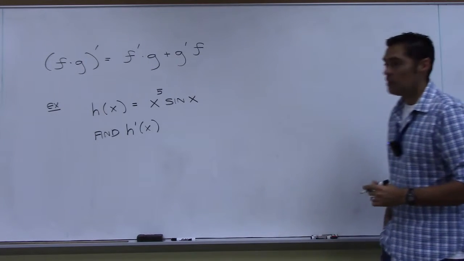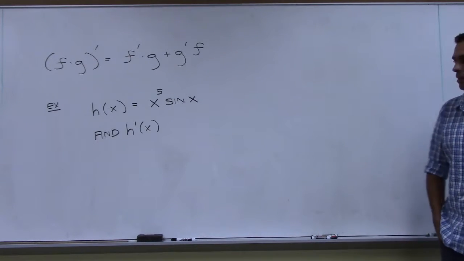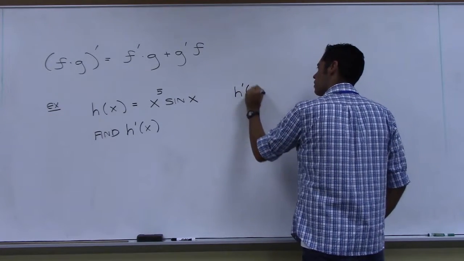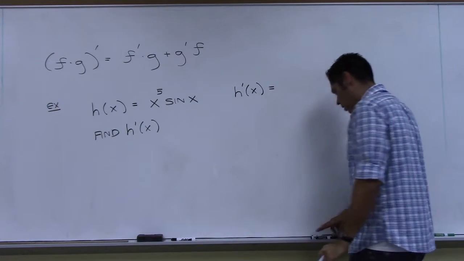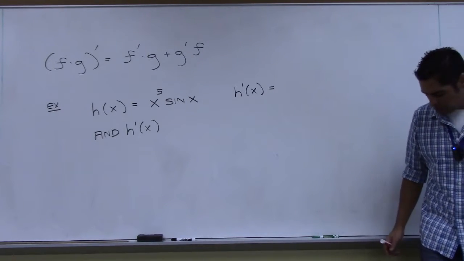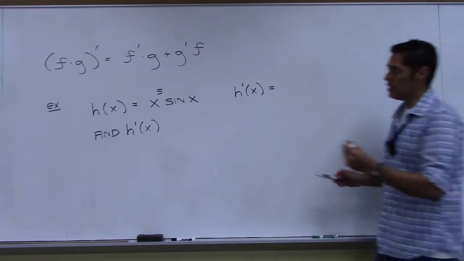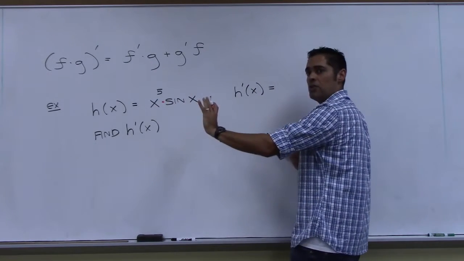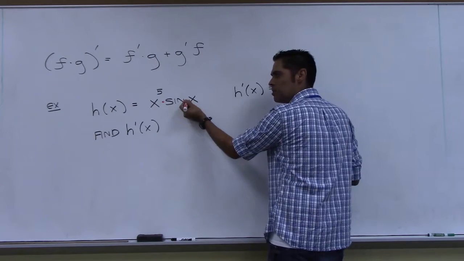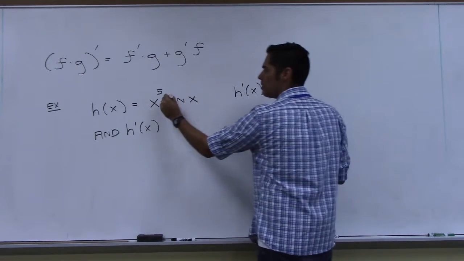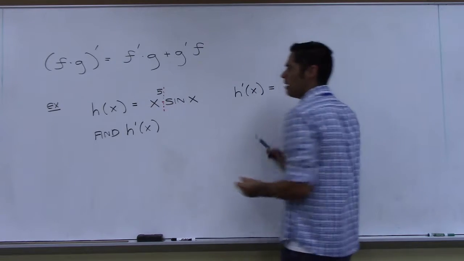All right, so let's take it slow, okay? Let's take it slow. The derivative of h should be a product, right? Does everyone see where the product is occurring? Between what two factors? The x to the fifth and the sine, right? There's a multiplication right here. That's the only multiplication in the problem. Sine x is not multiplication, that's sine of x. So that's the only multiplication in the entire problem.